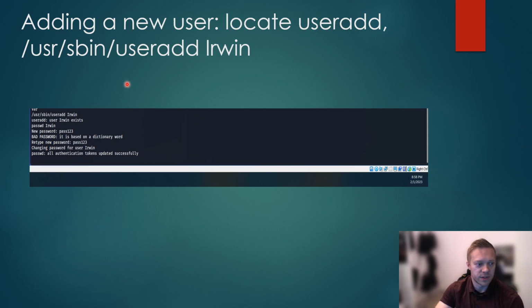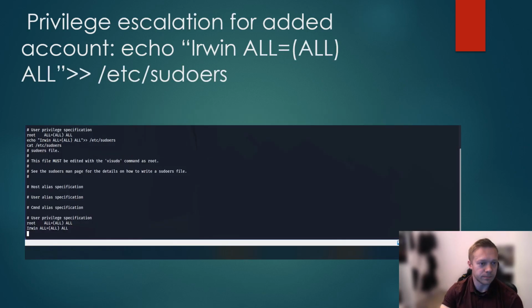Our next goal was to add a new user. This was done by first locating the useradd function, which we can see was found here, and then we ran the following command to add the user Irwin. It asked us to enter a password, which we did, and then we were able to add the user. Again, pretty straightforward. But we wanted to have some more privilege escalation for this account. We've established persistence, and next is our privilege escalation.